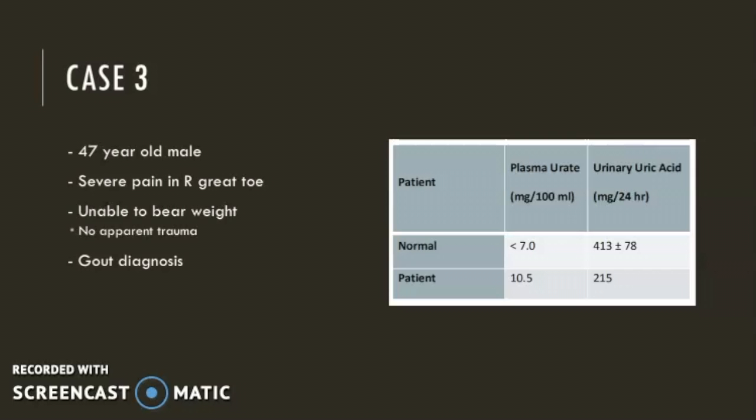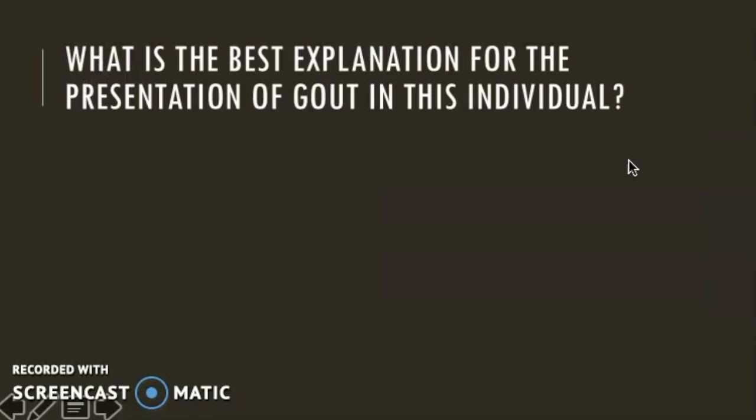So gout can be caused by several different mechanisms, and blood samples are drawn and the urinalysis is performed. So this is the blood test and urinalysis presented here in this table. So what is the best explanation for the presentation of gout in this individual? So the first option we'd look at is an overproduction of purines.